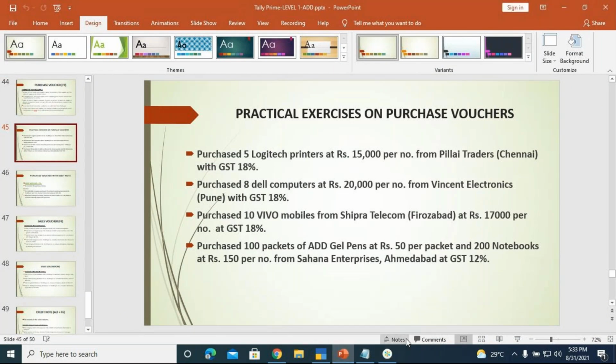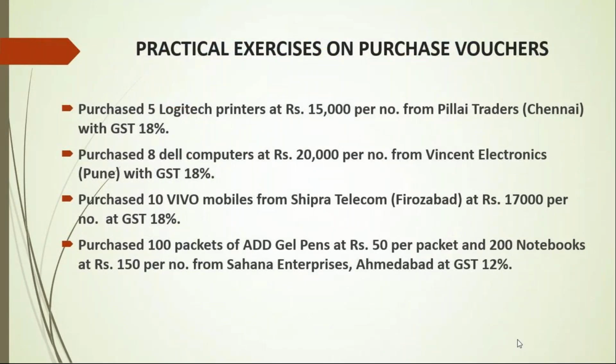Yes. So we proceed with the further vouchers. Now here we have purchased 10 Vivo mobiles from Shipra Telecom, Firozabad at 17,000 per number, with the GST rate at 18%. Now we have to pass the same in Tally also.